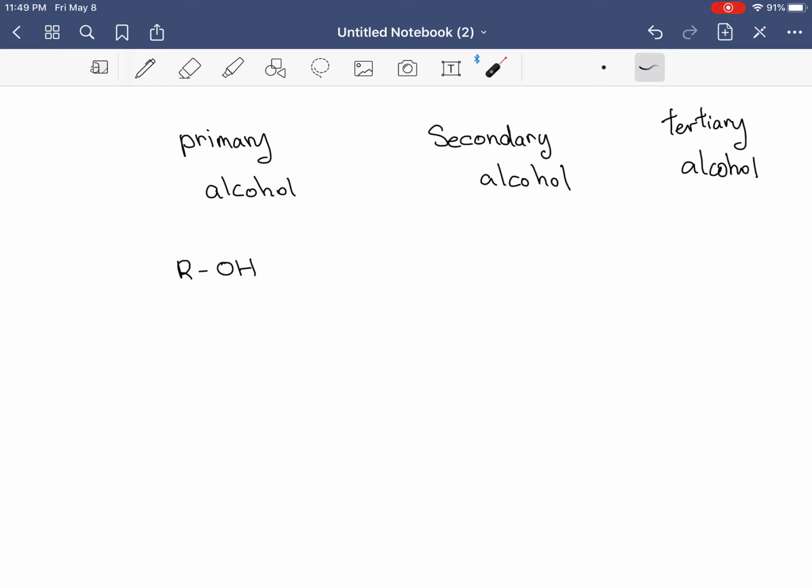A secondary alcohol, in this case, will require two R groups, like this. The carbon connected to OH will be connected to some sort of R group, and another, maybe different R group. And a tertiary alcohol, again, is a carbon connected to the OH and connected to three different types of R group. That will be a tertiary alcohol.